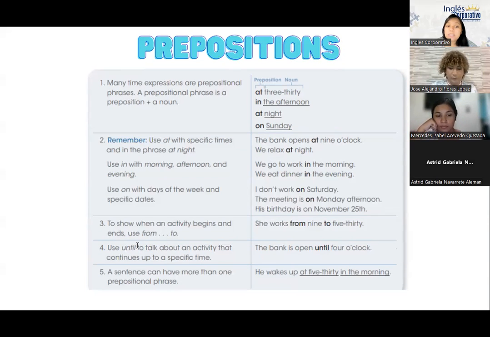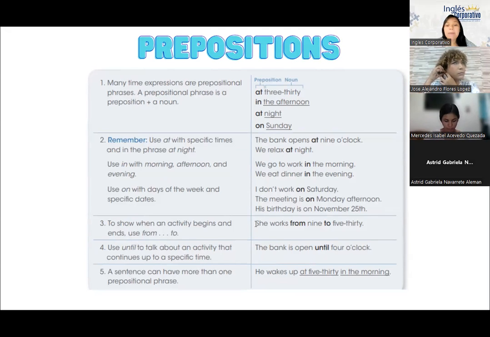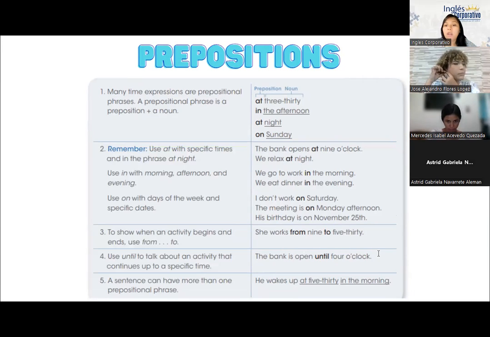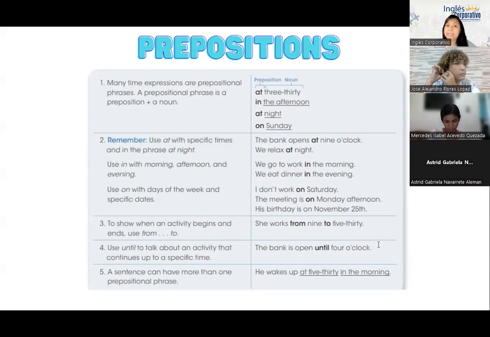It says, we use until to talk about an activity that continues up to a specific time. Until means hasta. For example, el banco, the bank is open until 4 o'clock. El banco está abierto hasta las 4 de la tarde. En nuestro español decimos, ellos están abiertos hasta las 3. Ese hasta es until. Yo trabajo hasta las 6. I work until 6 p.m.